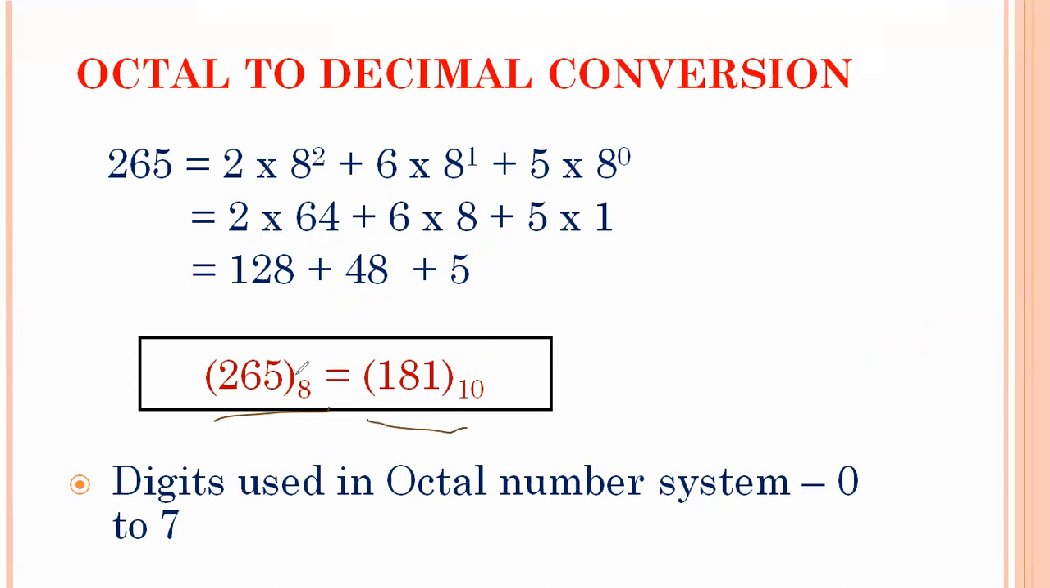So we will identify it from the base. If the base is not given, then by default we will consider that number as a decimal number. But when the base is given, then we will see from this base which number system the number belongs to. So this is the octal number system, and this number has base 10, so it is of decimal number system type. Clear? And in the octal number system, we will use digits from 0 to 7. Clear?